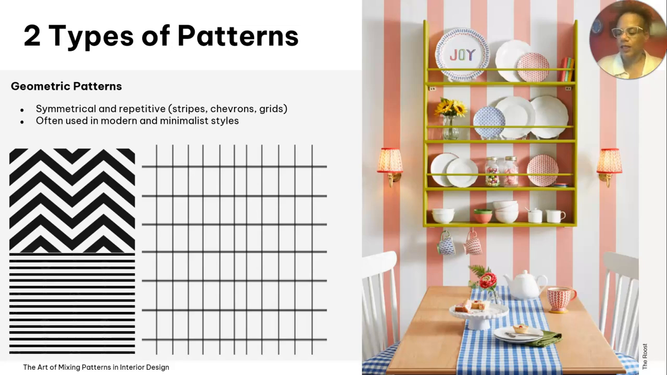Like when I look at this image, it seems very much a country image, but it has the stripe in the back with the gingham on the table. Both would be considered geometric. And even the plates look as if they have a basket weave. I would consider that geometric as well.